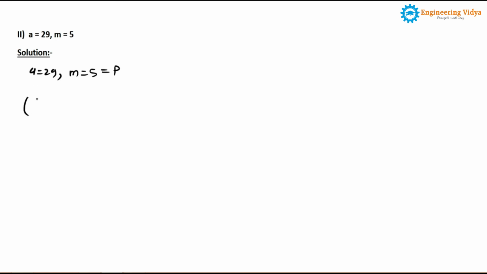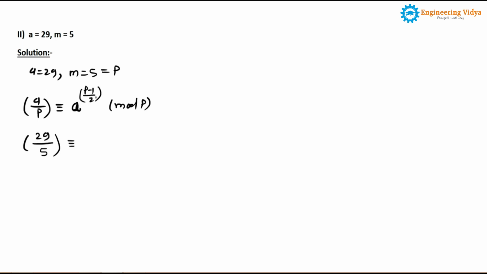So here we have to calculate the Legendre symbol of a and p. The formula is already given, that is a raised to (p minus 1) divided by 2, mod p, right? So this is the formula. We're going to put all the values over here. a is equal to 29, and p is nothing but 5.